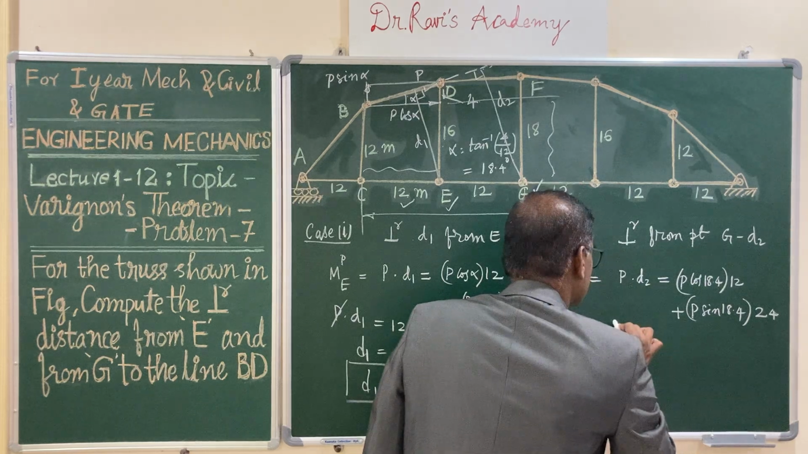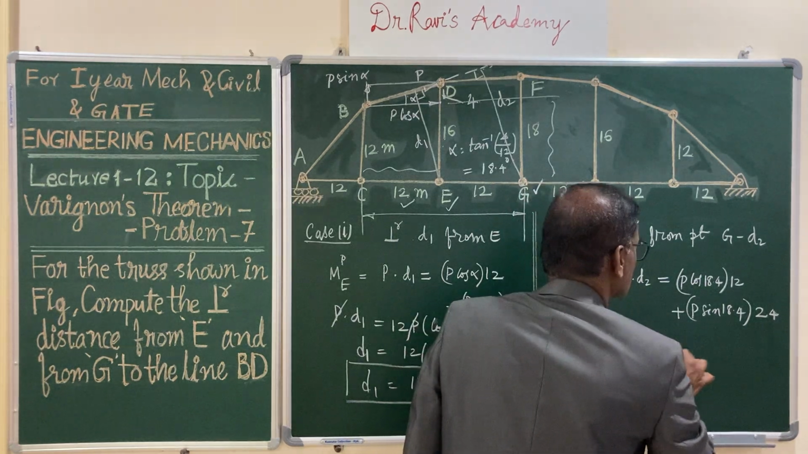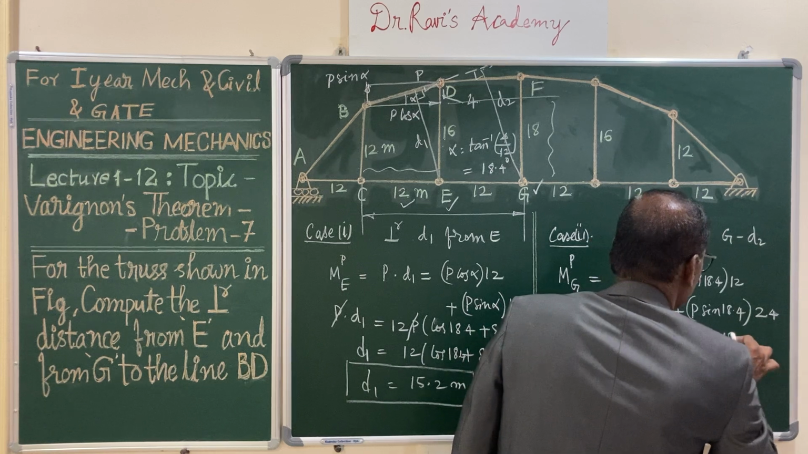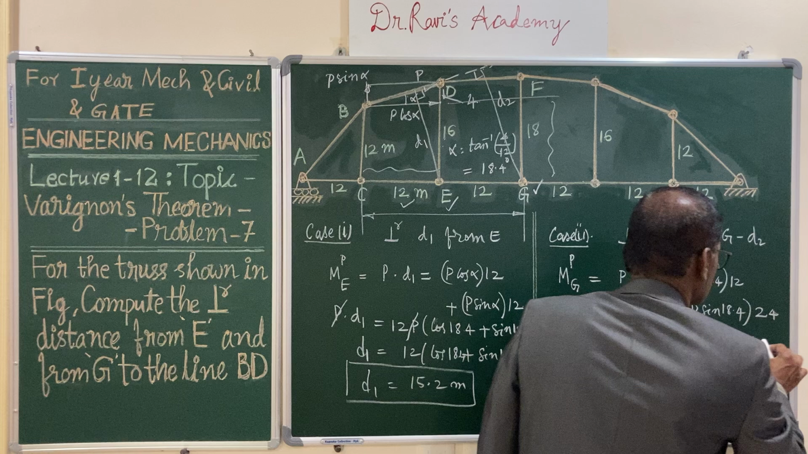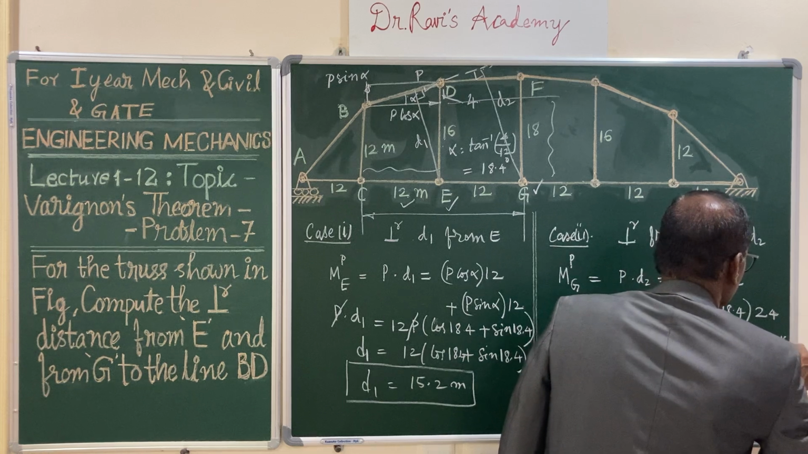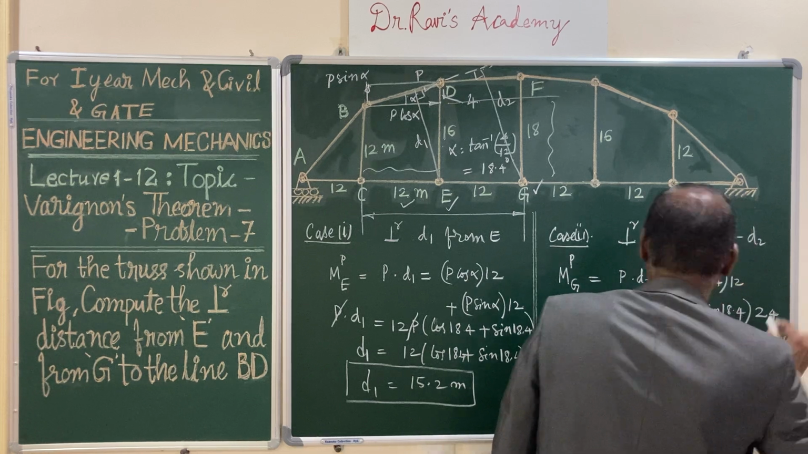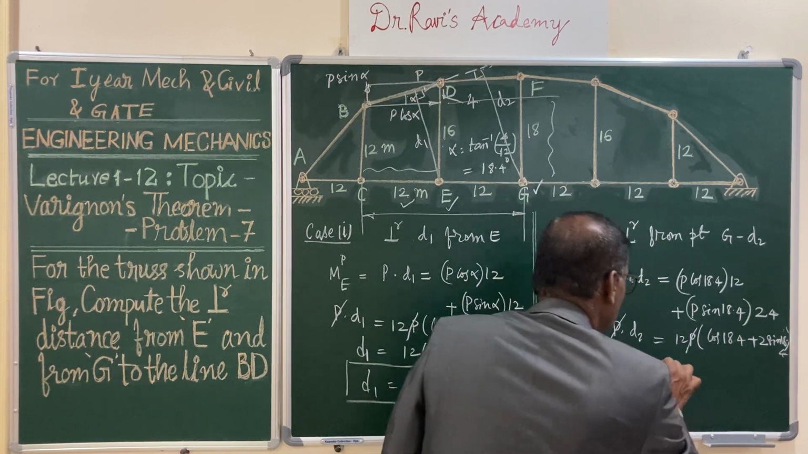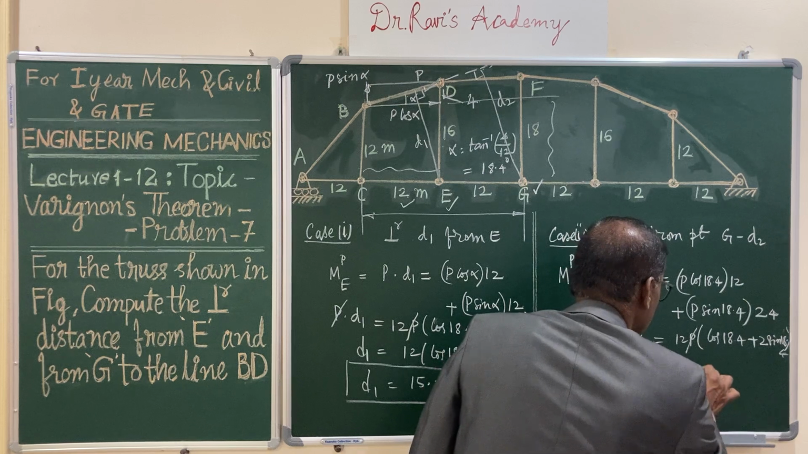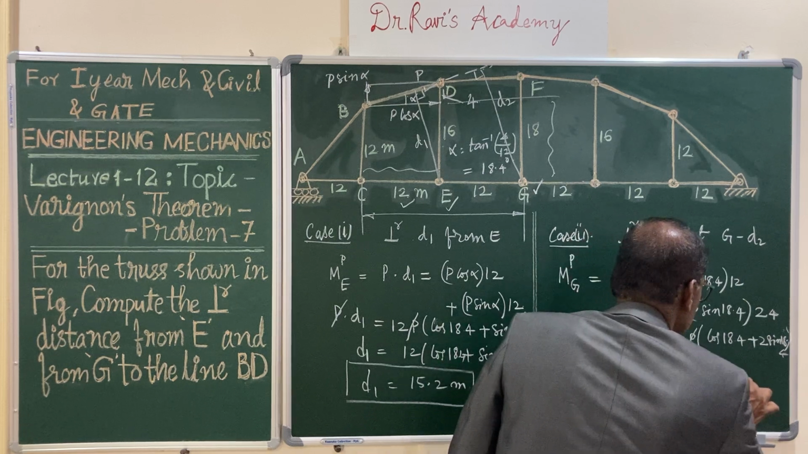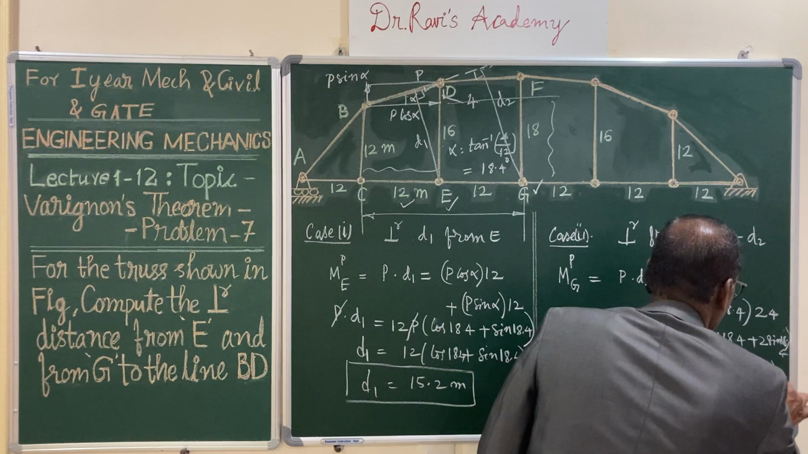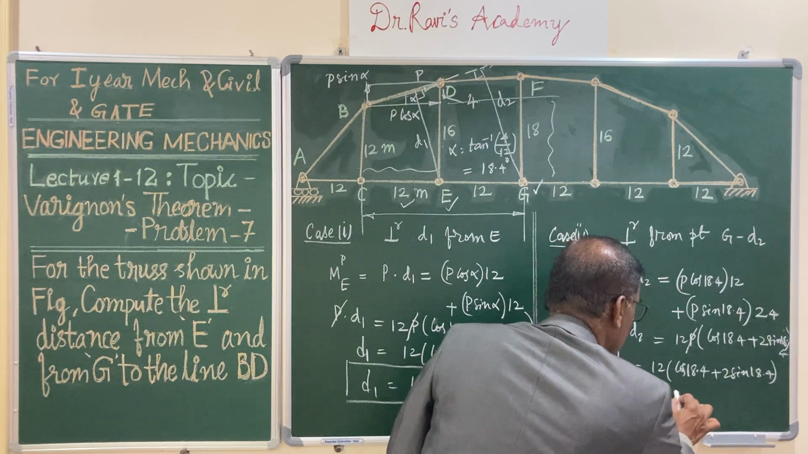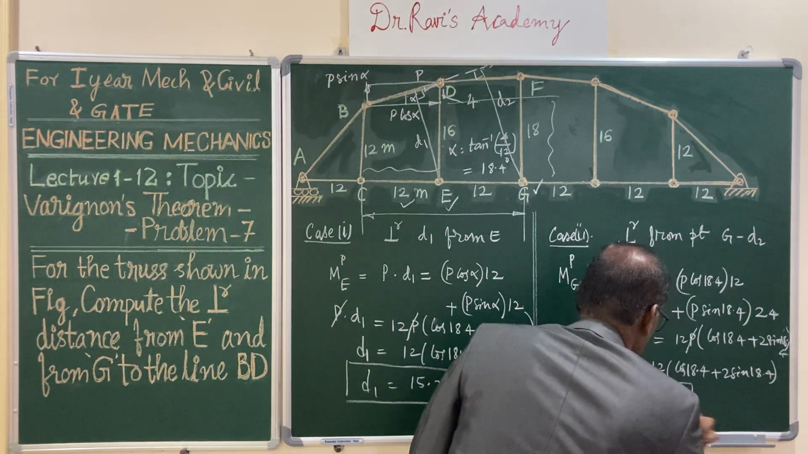Now you can rewrite it: P into D2 is equal to, taking 12P outside, cos 18.4 plus 2 sin 18.4. Of course P gets cancelled, and you have D2 equal to 12 into cos 18.4 plus 2 sin 18.4. If you calculate using your scientific calculator, you are going to get the D2 value as 19 meters. So this is the answer.